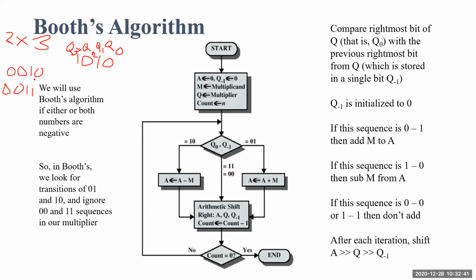Then, if I want to multiply them, the count is denoted as n. It means that if you are multiplying 4-bit numbers, then the number of iterations possible in this Booth algorithm will be 4.